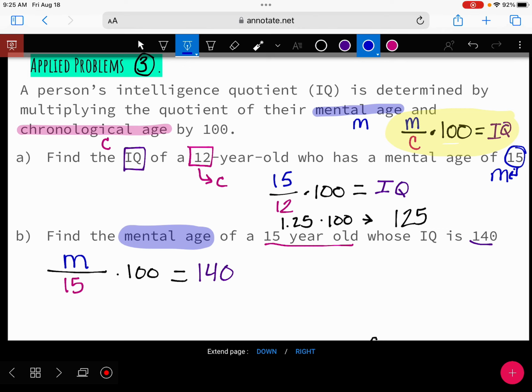We should wind up with, so if we do multiply by 15 first, we'll get m times 1500 equals 100 and, wait, whoa, now I'm having to think it hard. 140 times 15 is 2100. Right? Yeah.